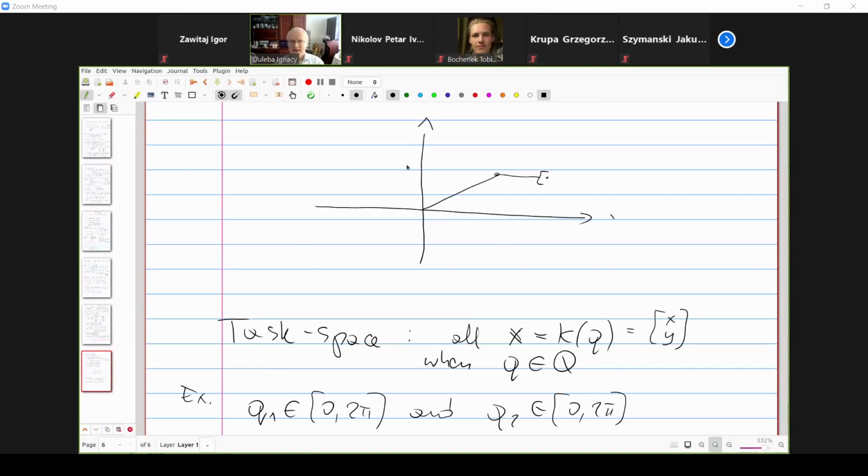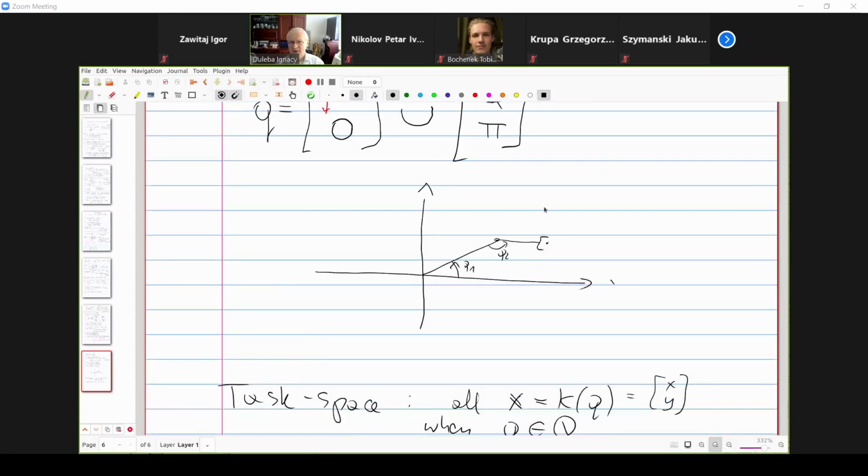So the question is, if I can change Q1 and Q2 as I like, according to the rules, where all points of the end effector will be drawn in this picture. Can you imagine what would be the shape of all points appearing when Q1 and Q2 are changed? It would be a circle.